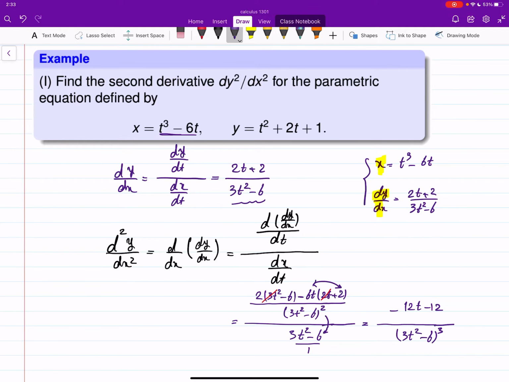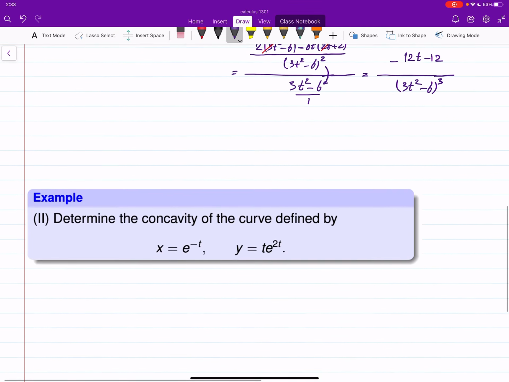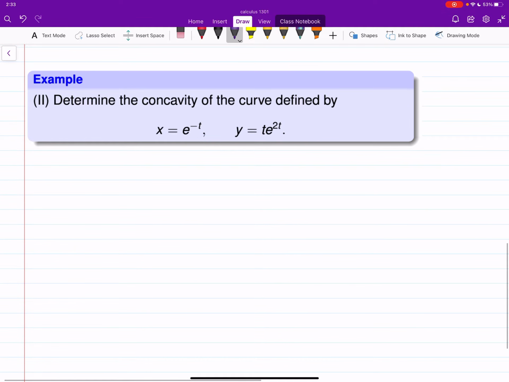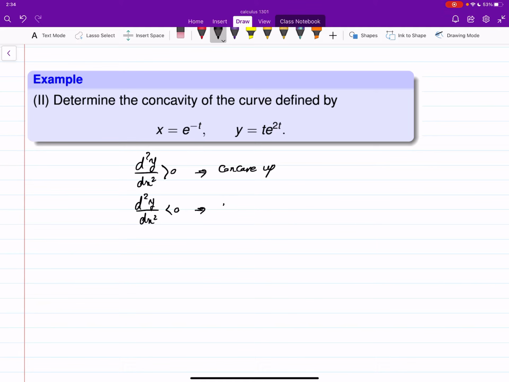Okay, for the second derivative, you have to do a little bit longer way, and another formula. Remember that the second derivative tells us the concavity. If the second derivative is positive, that means that the curve is concave upward. And if the second derivative is negative, that means that it's concave downward.